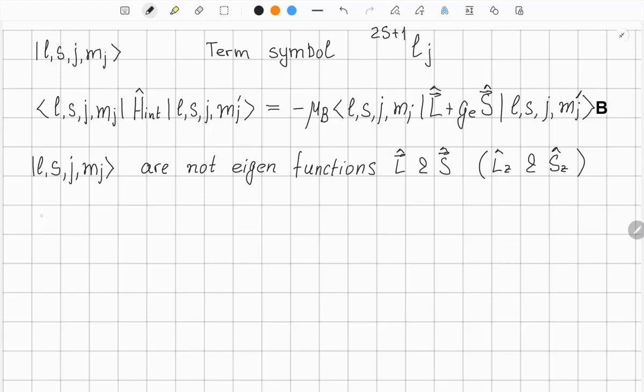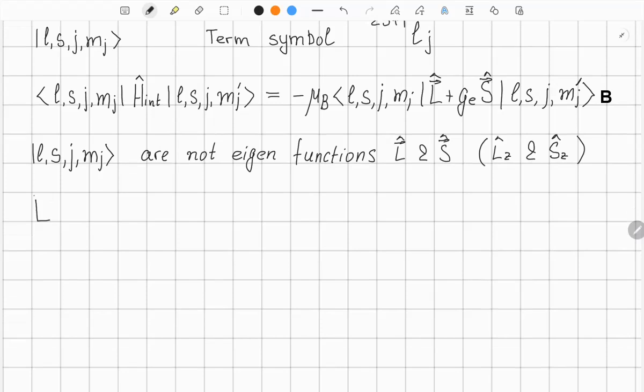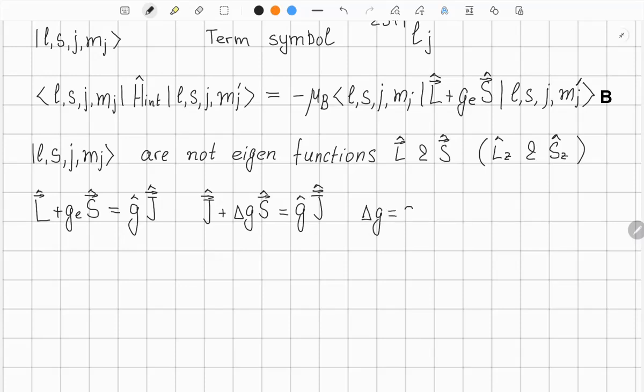To overcome this difficulty, we will employ a useful trick. We express the combination L plus Ge S as a product of an operator G and the total angular momentum J, with the hope that G can be written in terms of the operators L square, S square, and J square, all of which share the same eigenstates |L, S, J, Mj>. Keeping in mind that J is equal to L plus S and introducing the parameter delta G, which is equal to Ge minus 1, we can rewrite the last equation as follows.